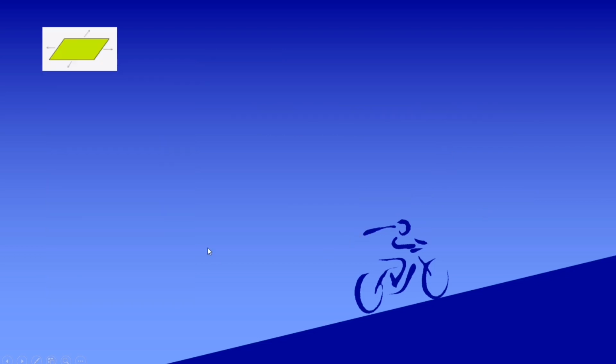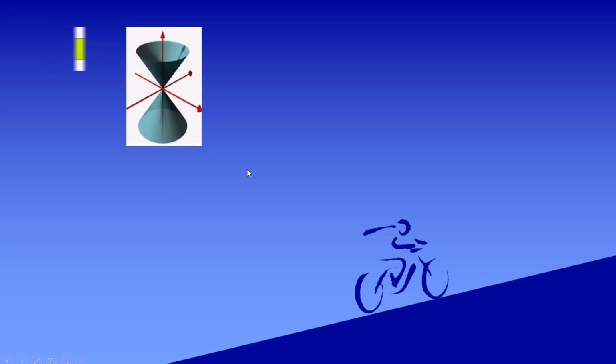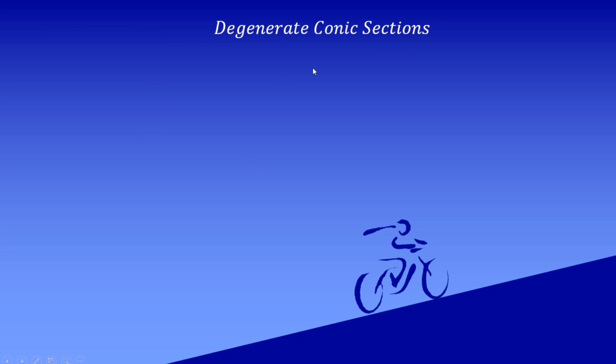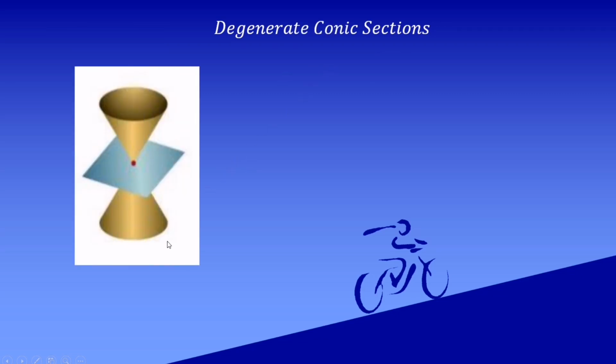Meron tayong ibang pamamaraan for a plane and a cone to intersect. Ito ay tinatawag na degenerate conic sections or simply known as the degenerate conics. Okay, ang unang figure natin dito a point. Ibig sabihin nito, wherein a plane intersects the cone's vertex only. Yan ang ating vertex of the cone.